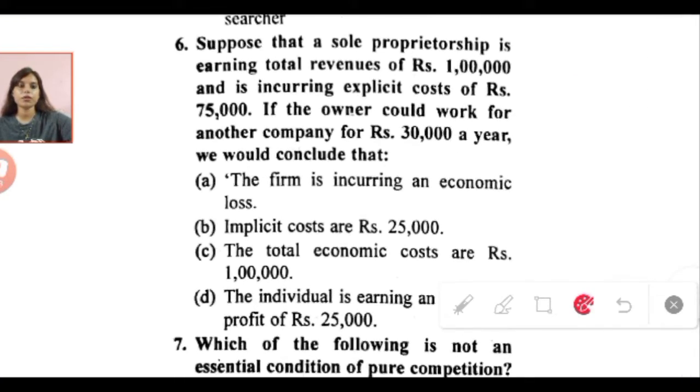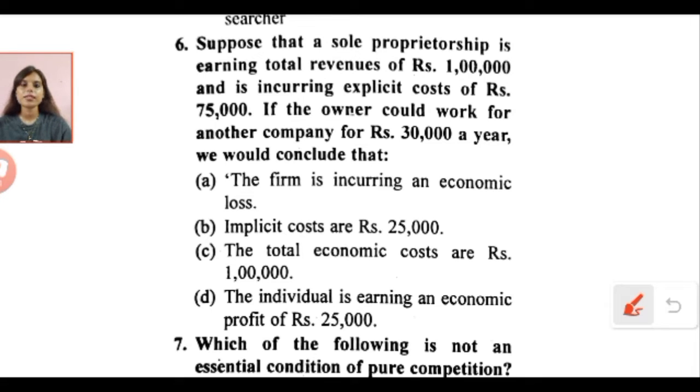It's a numerical given. Now suppose there is a sole proprietorship which is earning total revenues of 1 lakh and is incurring explicit costs of rupees 75,000. If the owner could work for another company for 30,000 rupees a year, we would conclude that, okay, let me put it in a formula so that we can find out the answer. First we need to find out the answer over here so that we can conclude which one of the options would be the correct one.